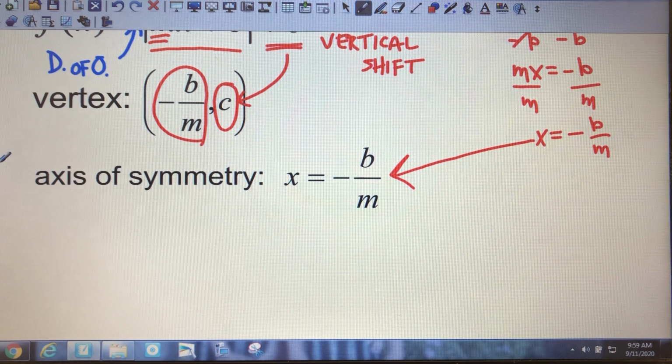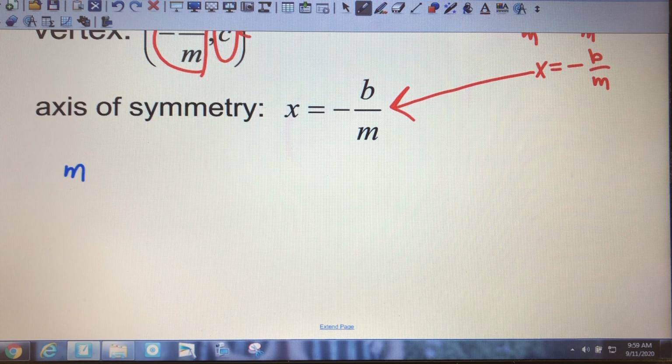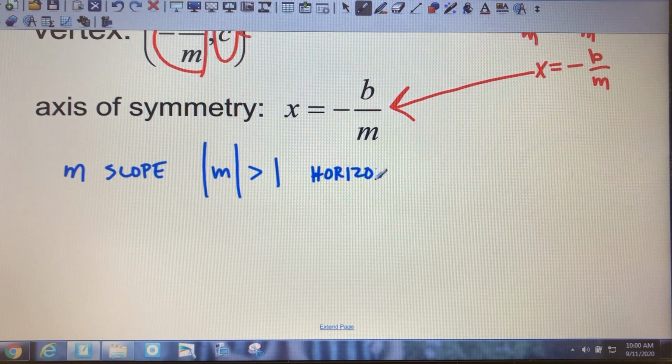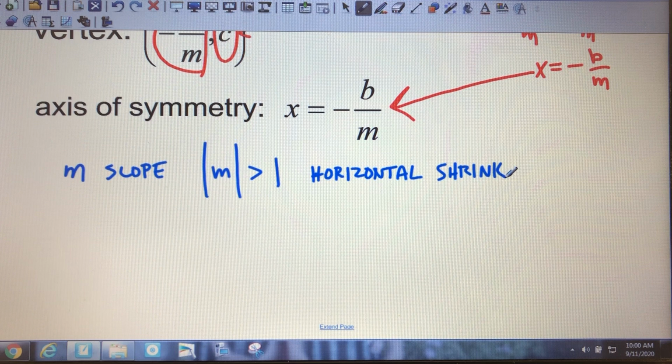Now, these graphs are going to get a little wider, a little skinnier, and you can kind of tell that from the M, okay? The M, think of that as your slope, okay? Remember that in Algebra 1, your slope? Now, if that absolute value of M is greater than 1, okay, so whatever your M is, take the absolute value. If that's greater than 1, we're going to have what's called a horizontal shrink. Okay? So in a sense, your graph is going to get skinny.